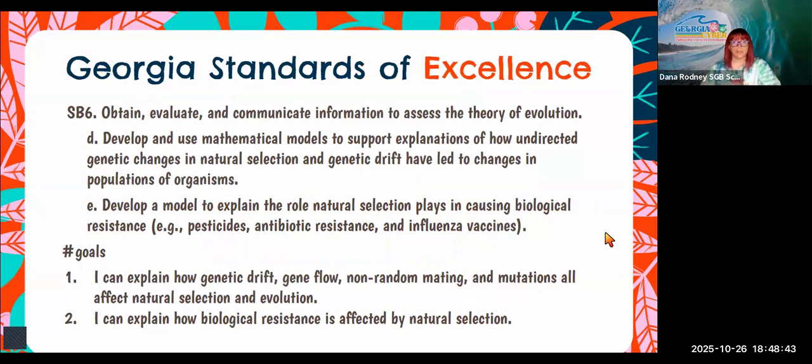With D, we are looking at undirected changes and how those undirected changes have led to changes in populations. And then we're also going to look at how natural selection plays a role in causing biological resistance. So, our goal today is to explain how genetic drift, gene flow, non random mating, and mutations all affect natural selection and evolution, and also to explain how biological resistance is affected by natural selection.